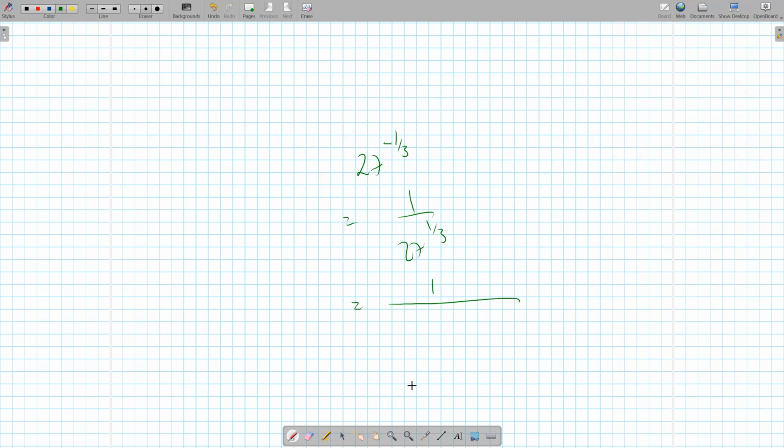What happens in the bottom? By radical, I mean you got to introduce a 2nd root, 3rd root, 4th root or something. The cube root for this one? Yeah, exactly. The cube root of 27. And that is a 3. And boom, you're done. 1/3 is the final answer.